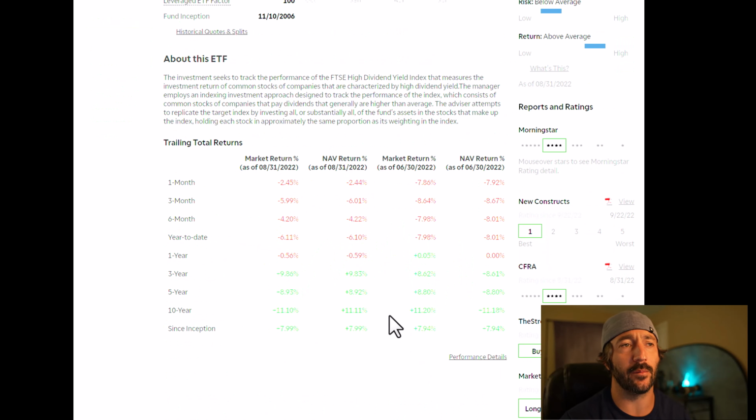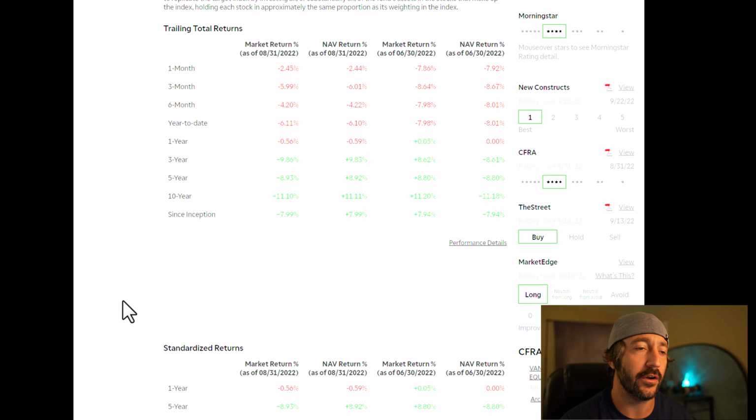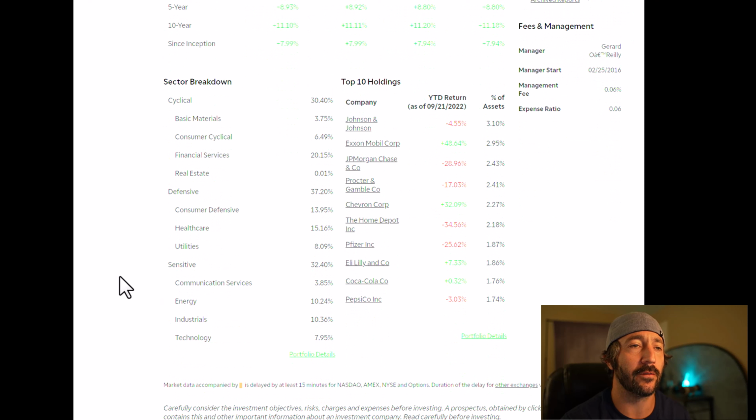If you go down a little bit more, it says about this ETF, you can see what the 10-year, 5-year, 3-year, 1-year returns, all those things are here. And if you go down a little bit further, you can see the top 10 holdings and the weight.